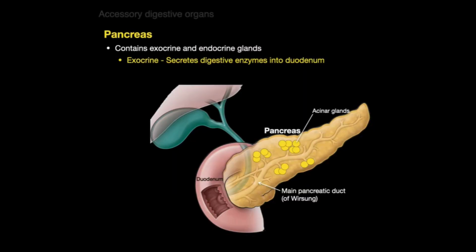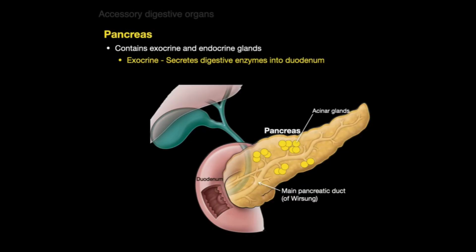Now, the pancreas actually has two different functions and it goes into two different states. First, the pancreas consists of exocrine and endocrine glands. When we're talking about exocrine, they are going to secrete or release digestive enzymes into the small intestine itself.